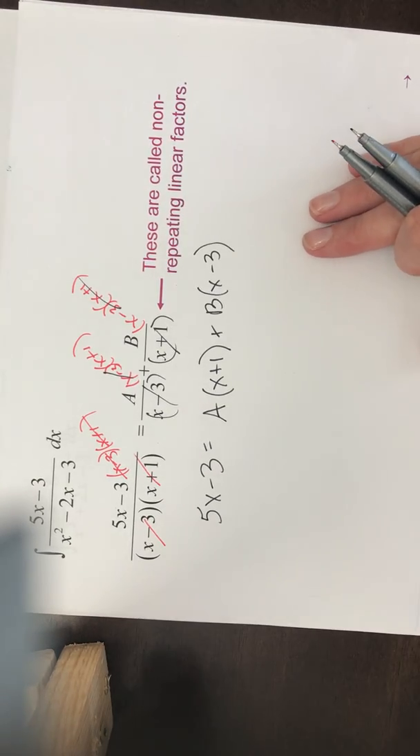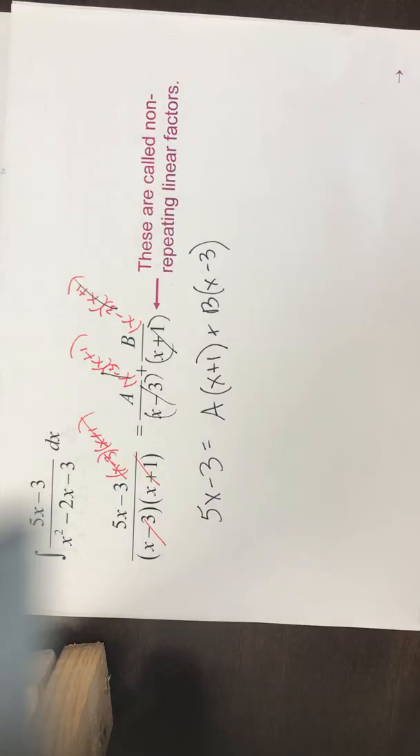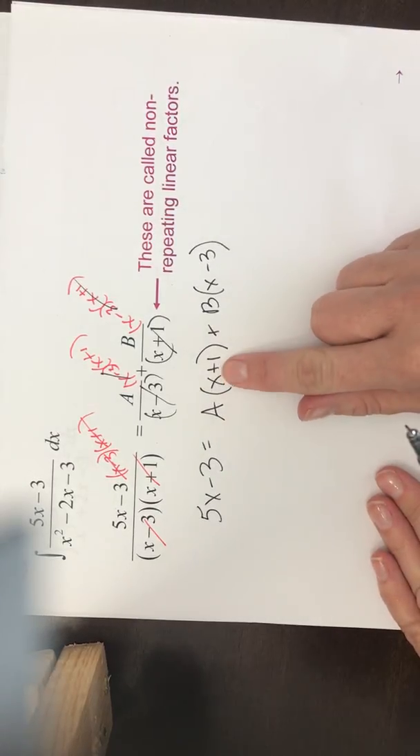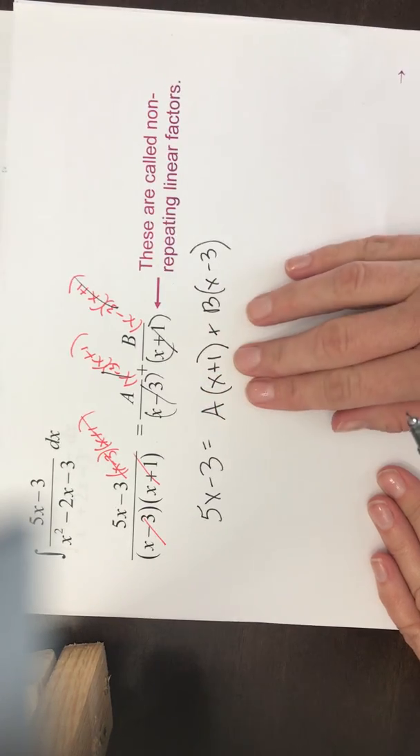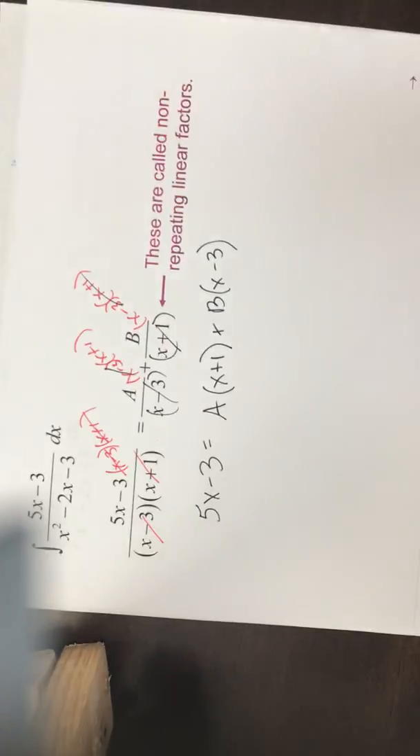All right, try to remember your goal. We're solving for A and B. Well, here's how you do it. Let either x equal -1 so that this turns into 0 and goes away, or let x equal 3 so that this turns into 0 and this term goes away. You're actually going to do both of those things. You're going to take turns.